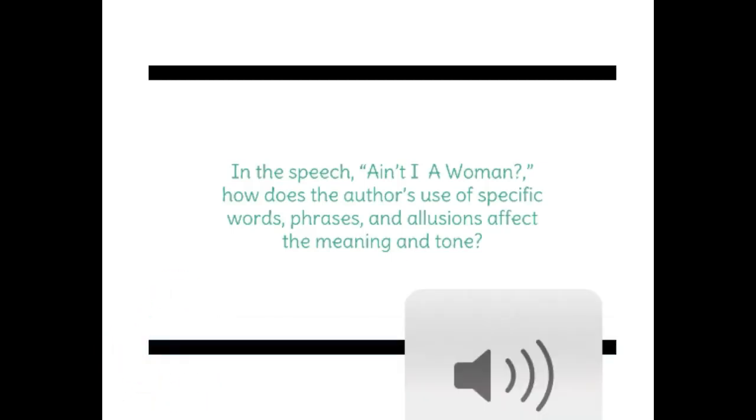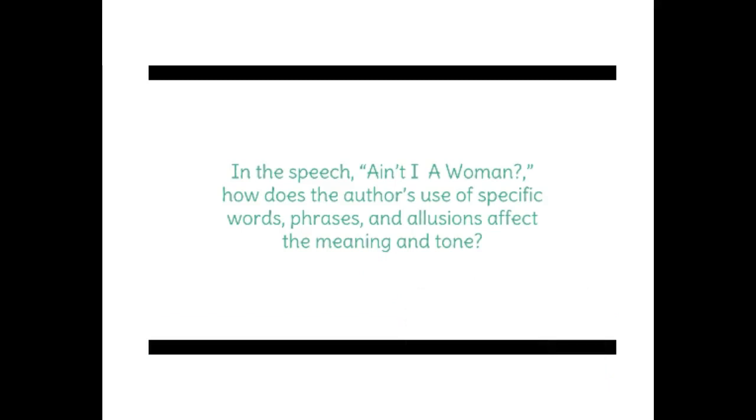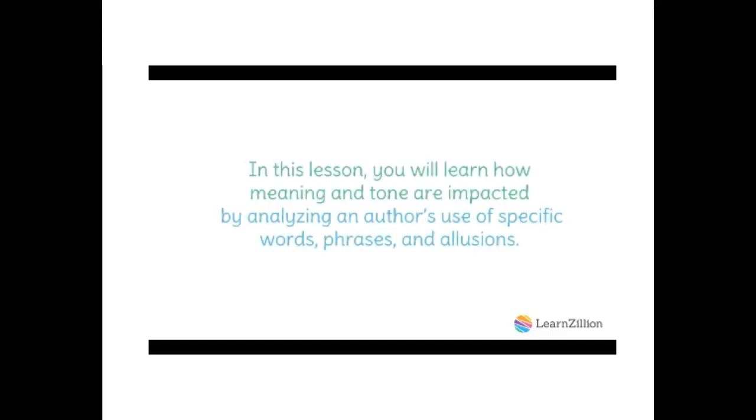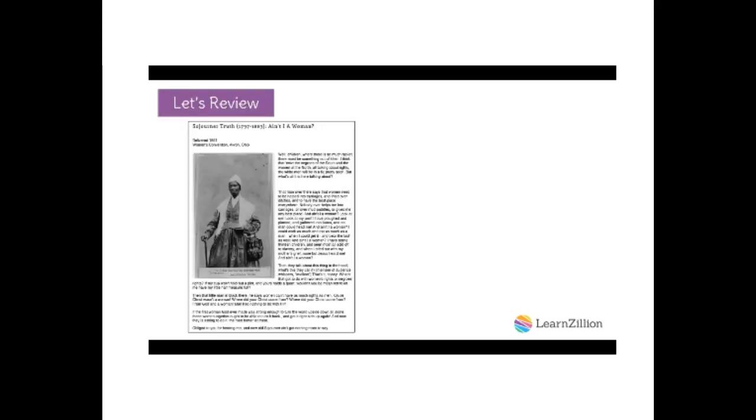In the speech, Ain't I a Woman? How does the author's use of specific words, phrases, and allusions affect the meaning and tone? In this lesson, you will learn how meaning and tone are impacted by analyzing an author's use of specific words, phrases, and allusions. As we investigate the text of this speech delivered by Sojourner Truth, it's important to keep some things in mind. First, authors choose specific words and phrases strategically to make their points.